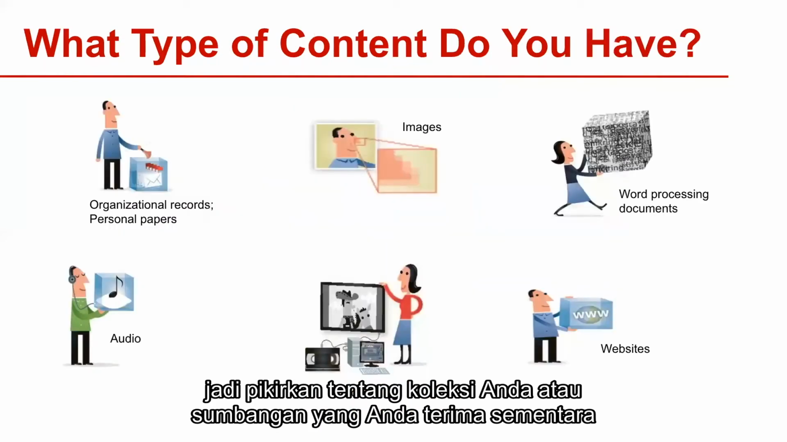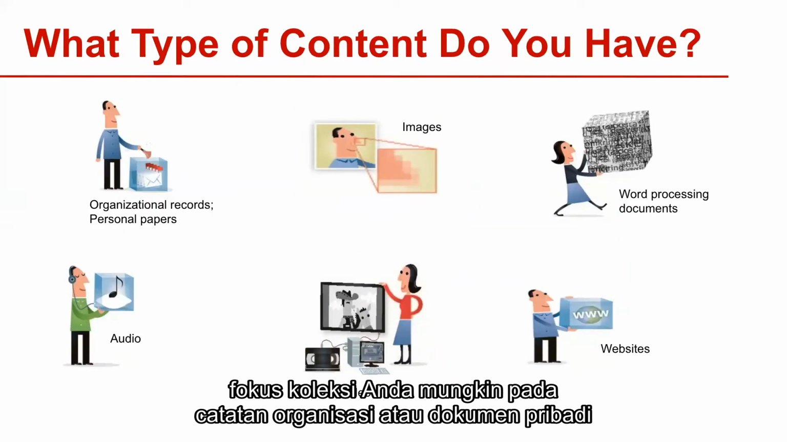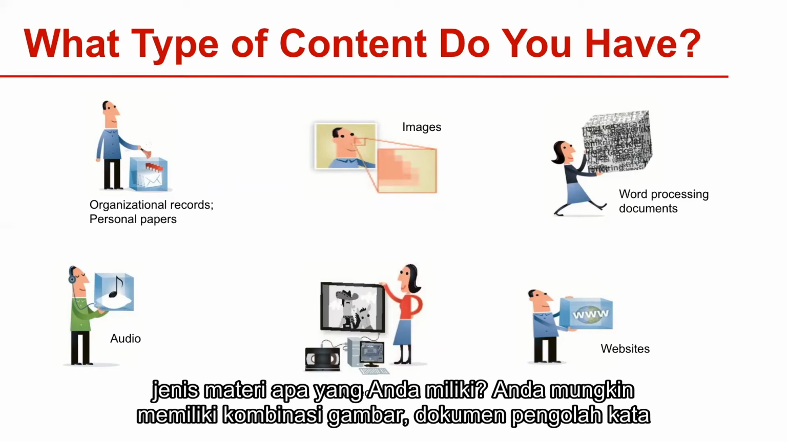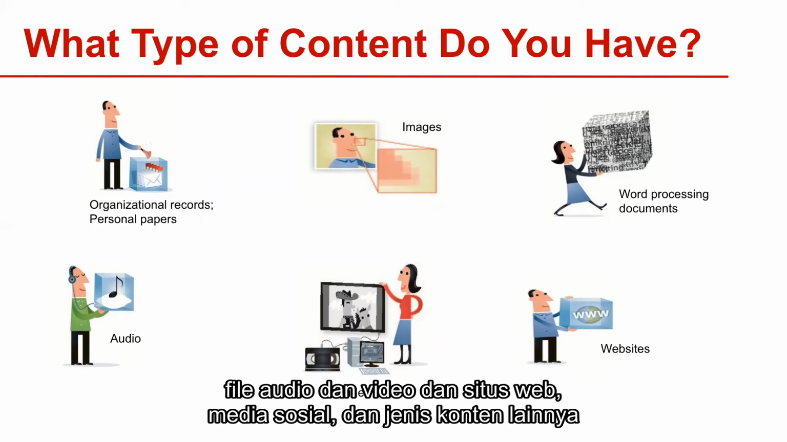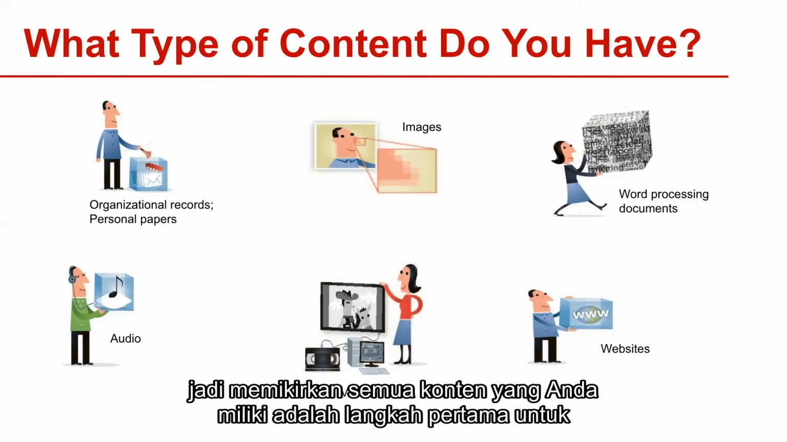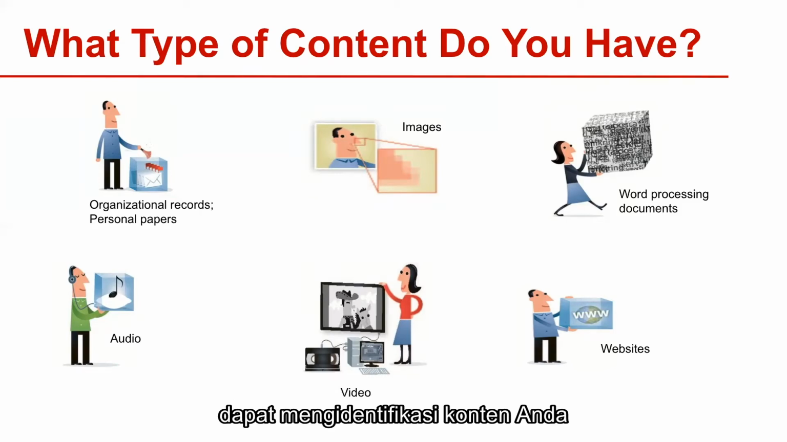So think about your collections or the donations that you receive. While the focus of your collections may be on organizational records or personal papers, what types of materials do you have? You may have a combination of images, word processing documents, audio and video files, and website, social media, and other types of content. So thinking about all of this content that you have is the first step to being able to identify your content.